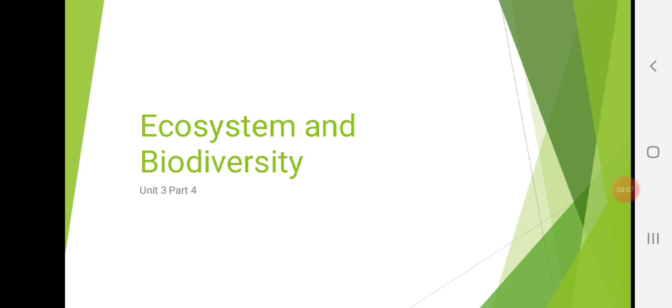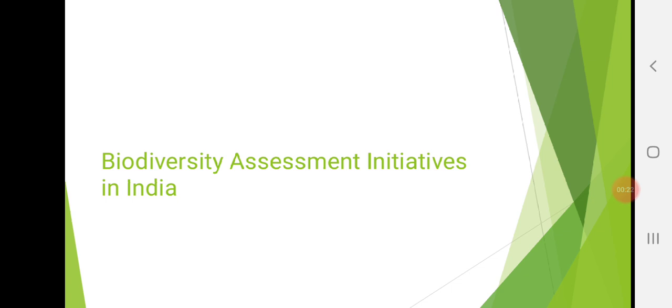Now, today we will move further in the lesson Ecosystem and Biodiversity. In the last lecture we started with the point biodiversity. So, let's see the next point. Now, your next point is biodiversity assessment initiatives in India. How is biodiversity found in India in different regions?